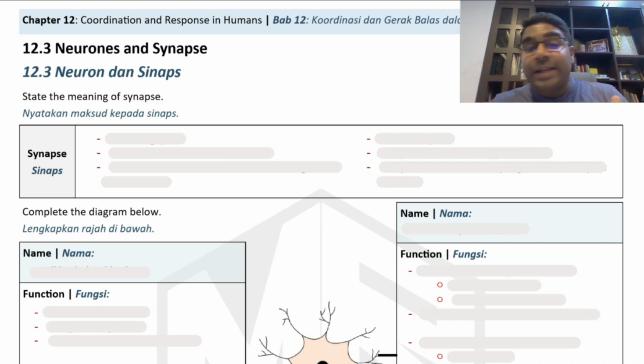Hi guys, hari ini kita akan belajar tajuk Neuron dan Synapse. Today we will be learning the topic Neurons and Synapse. First, let's look at neurons.